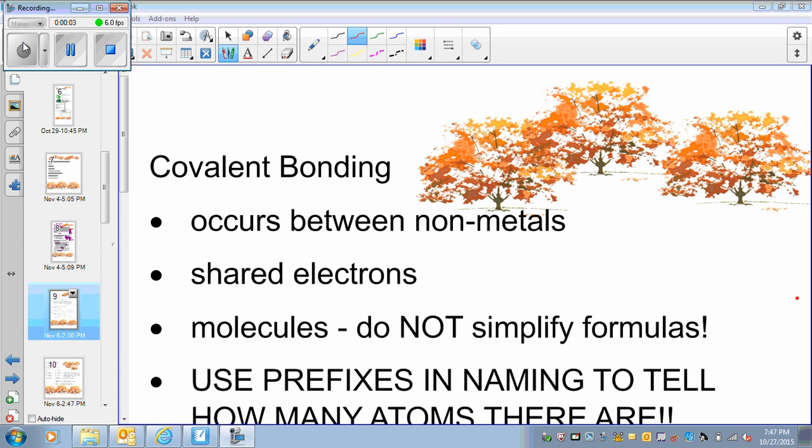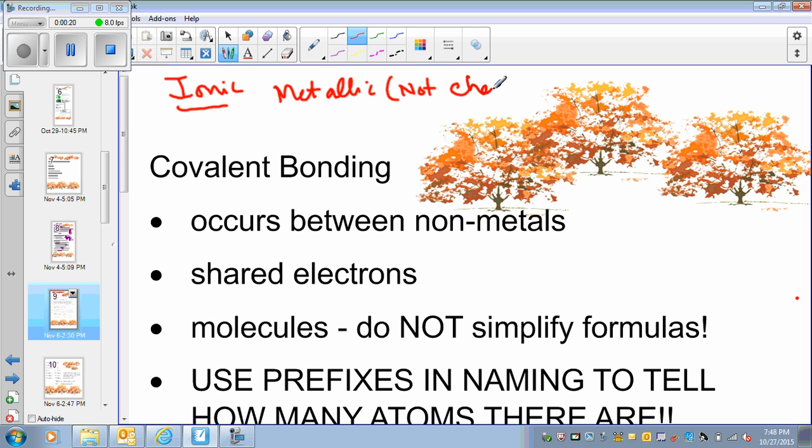Hi everyone. In this video we will talk about covalent bonding. So we have talked about ionic bonding, we have talked about metallic bonding. Again, metallic bonding is not a chemical bond. Ionic bond is a chemical bond. So there are basically two types of chemical bonds that we talk about. One is ionic and the second one is covalent.